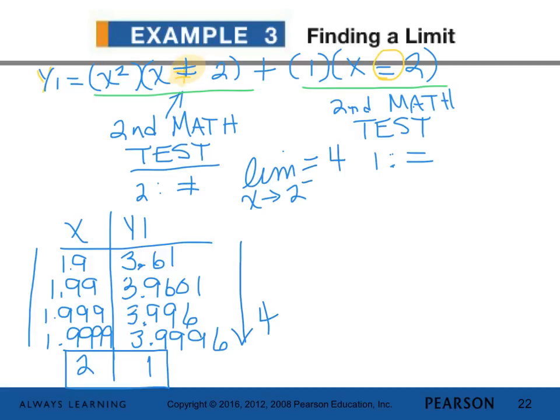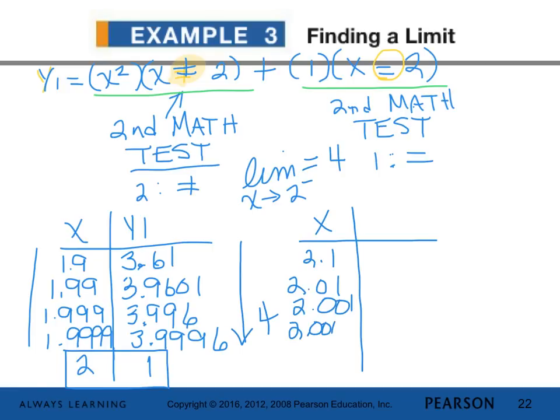And then similarly, if we try to approach 2 from the right, we're going to start at x equals 2.1, and then go to 2.01, 2.001, and 2.0001. This is what's going to happen. When we plug in 2.1, and I'm doing this on the calculator, assuming you're doing the same, then we get 4.41 for y1.